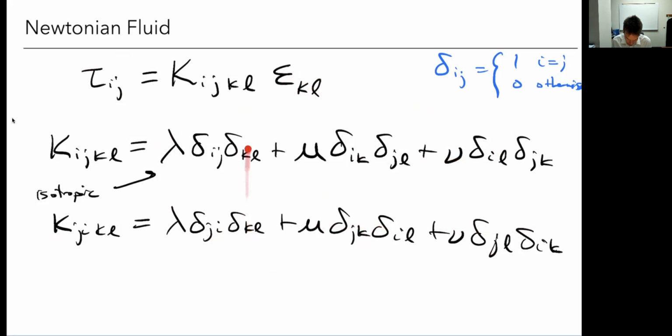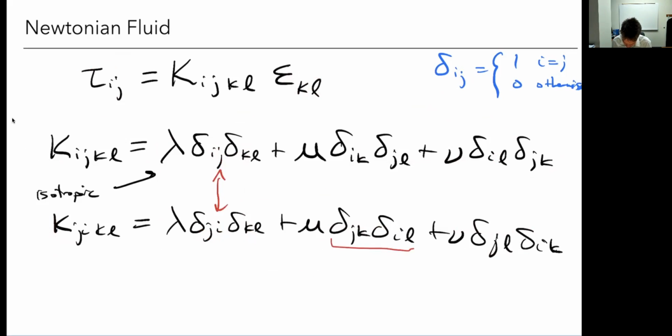This is the same as this one. And this is the same as this. Notice the indices are flipped, but that doesn't change anything, right? This is a symmetric tensor. So delta ij is equal to delta ji. So these two here are equal.